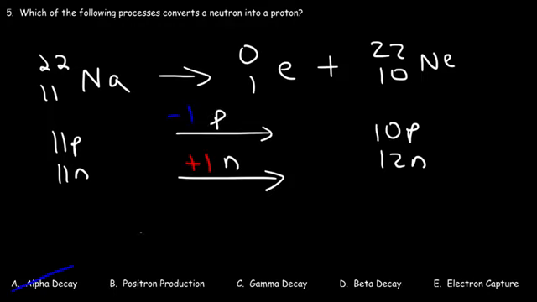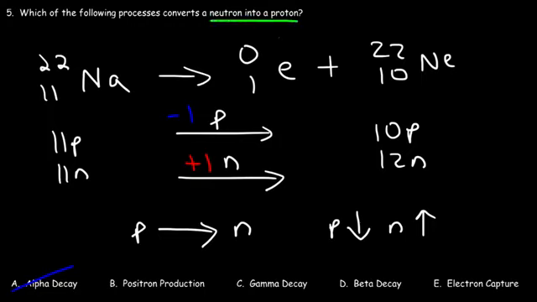So that means that a proton was converted into a neutron, because the number of protons went down by 1 and the number of neutrons went up by 1. And so positron production decreases the number of protons but increases the number of neutrons. But we're looking for something that converts a neutron into a proton and not a proton into a neutron. So B is eliminated.